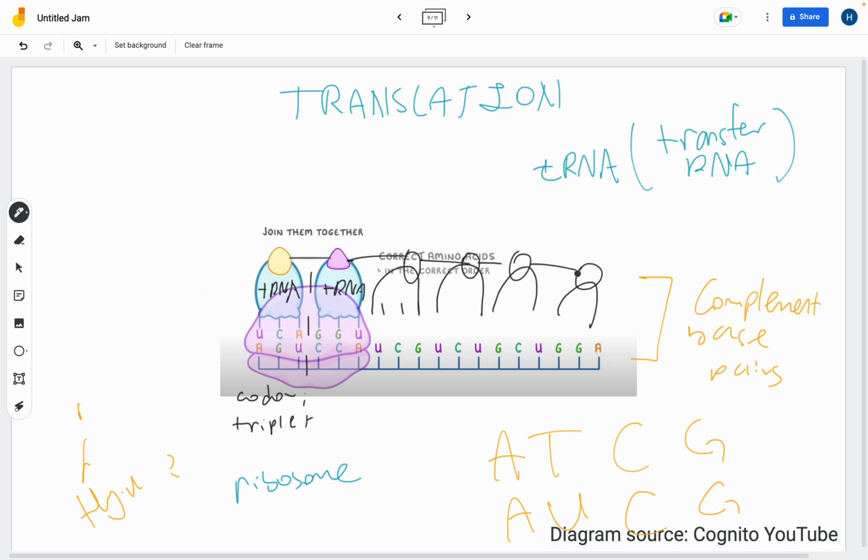For every 3 mRNA bases, the ribosome lines up one complementary molecule of tRNA, each with also 3 bases. And the mRNA and tRNA form a complementary strand. So we call every 3 bases a codon. These 3 things are called a codon.